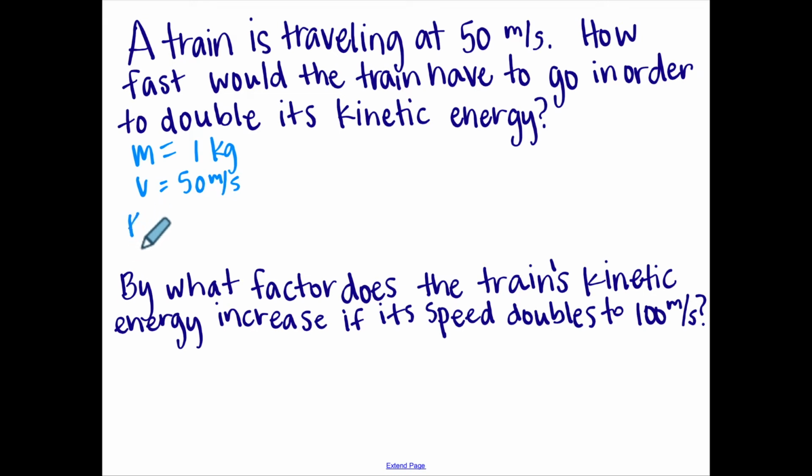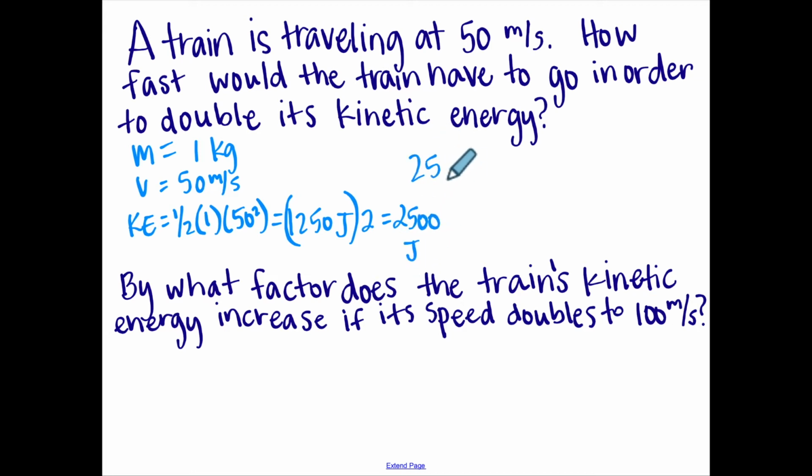And so you can calculate its kinetic energy, which is going to be 1/2 times the mass times the velocity squared. And when you do that, you get 1,250 joules. And then it wants to know the velocity if this is doubled. So if we double this kinetic energy, we get 2,500 joules. So now if we set 2,500 equal to 1/2 same mass, because we're talking about the same train, now we want to find out its velocity, and then we solve for v. We find that it needs to go like 70.7 meters per second in order to double its kinetic energy.